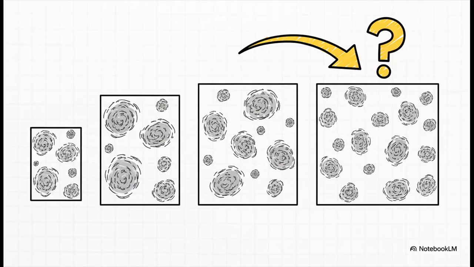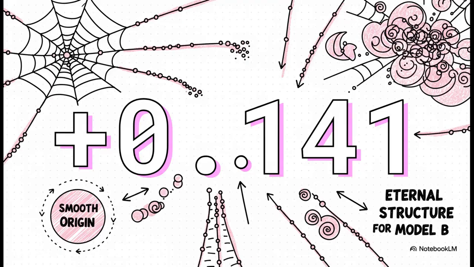And that brings us to our final and maybe the most critical test. This one gets right to the heart of the whole debate. It measures something called alpha, which basically tells us what happens to the universe's lumpiness as we look at bigger and bigger scales. Does everything average out and get smoother, or does that structure stick around? The result is a positive alpha, plus 0.141.